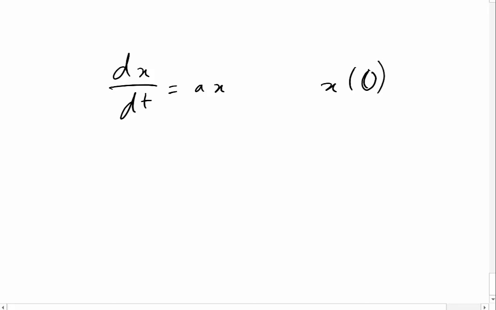Okay, so what I want you to do is consider the scalar case. So let's just consider this scalar case, dx by dt equals ax, given some initial conditions, so x at t0 equals 0, so time equals 0, and let's call that x naught. So that's the scalar case.